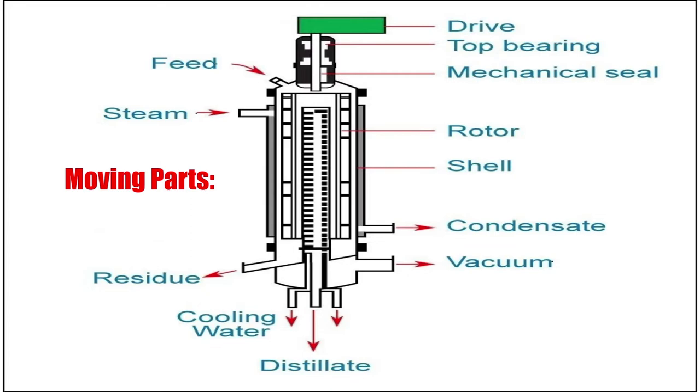A wiped film evaporation machine consists of three main parts: a feed inlet at the top of the device, rotor blades inside a cylindrical heating jacket, and outlets or a discharge nozzle for product concentrate and vapor. The distillation process is comprised of several steps.